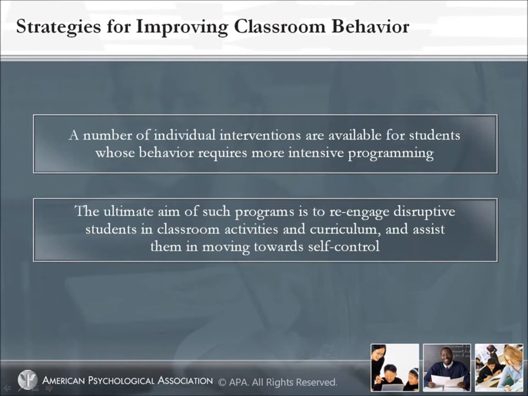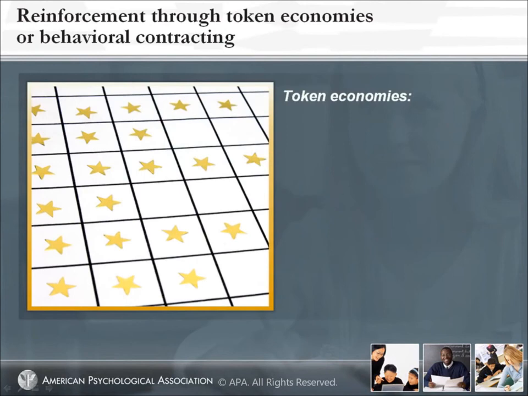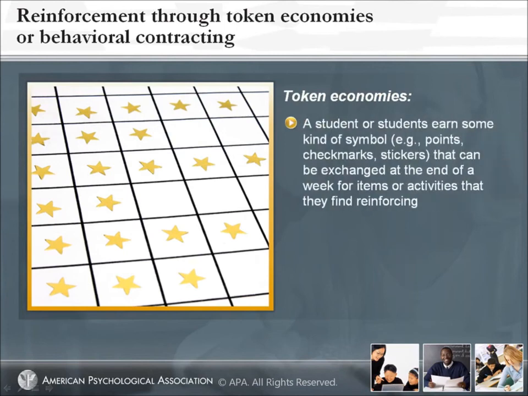Reinforcement through token economies or behavioral contracting. Although the ultimate goal in behavioral programming is to encourage self-control, external reinforcers are often helpful in getting students to re-engage if they have learned that schoolwork is something to be avoided. Have you used any kind of external reinforcers to further engage your students? If so, then you have created a token economy in your classroom.